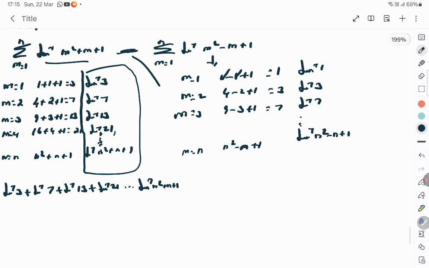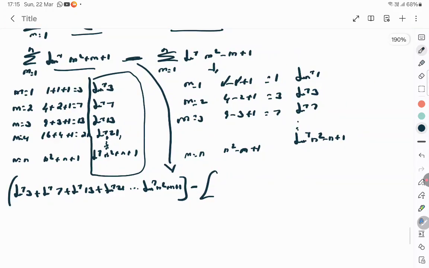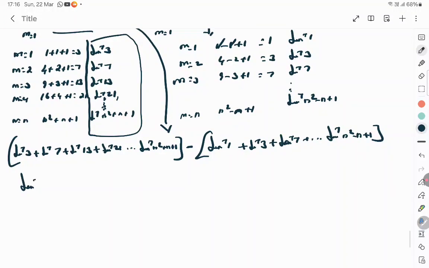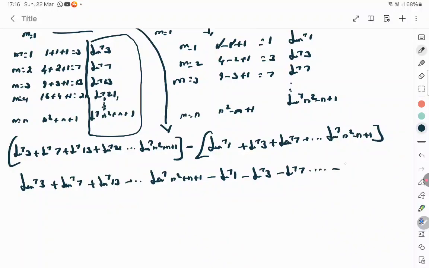Substituting that with this, the subtraction sign brought down and opening a bracket. So this is separate and that is separate. You have tan inverse of 1 plus tan inverse of 3 plus tan inverse of 7 plus dot dot dot tan inverse of n square minus n plus 1. Now open the bracket. You get tan inverse of 3 plus tan inverse of 7 plus tan inverse of 13 plus dot dot dot tan inverse of n square plus n plus 1 minus tan inverse of 1 minus tan inverse of 3 minus tan inverse of 7 minus tan inverse of n square minus n plus 1.